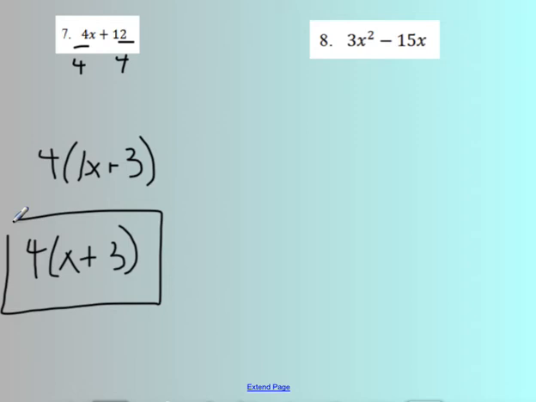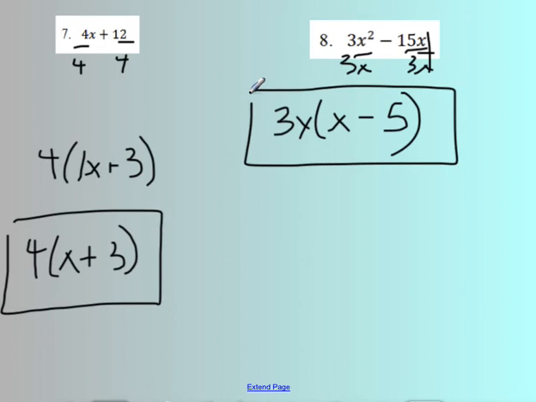Taking a look at number 8, we want to figure out what divides 3 and what divides 15. That's going to be 3, and then we're going to take out an x, because we have 2 x's here, 1 x here. So the smallest amount of x's we can take out of each term is just x. Then we're going to divide each of these terms by 3x. So 3 divided by 3 is just 1, and as we just talked about, you don't have to write that. x squared divided by x is just x. Then -15 divided by 3 is 5, and x over x is going to cancel out. So when you factor out the GCF on number 8, you get 3x times x minus 5.